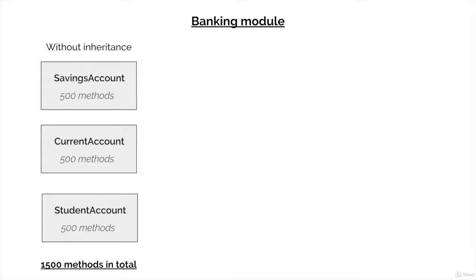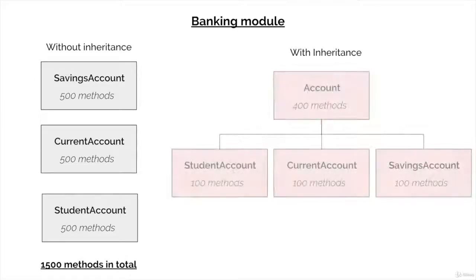Now let's take a look at how you will build the same module with inheritance. With inheritance, savings, current and student are nothing but types of account. So you can define a parent class called Account, which has all the common methods across the accounts in the bank. Then you can create specific accounts, which are the student account, current account and savings account, and inherit the Account class as the parent. Let me demonstrate this in a clearer way.